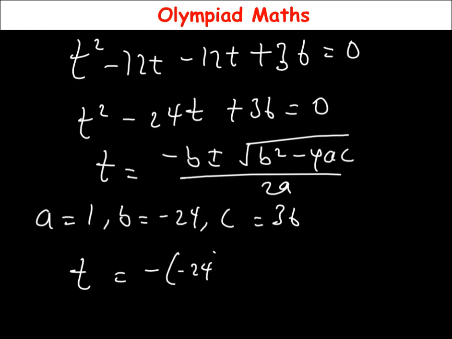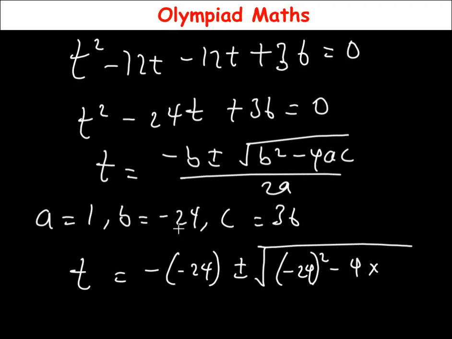So minus 24, then plus or minus square root. B is minus 24. So all squared, minus 24 all squared, then minus 4 times a is 1, then times c is 36, all over 2 times a is 1.